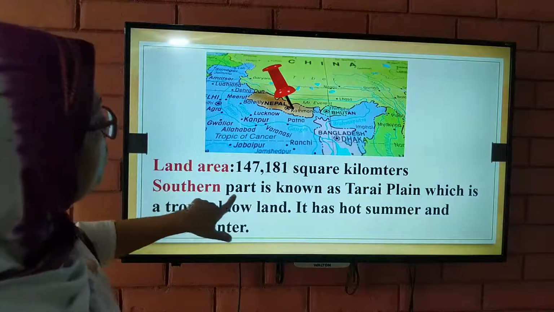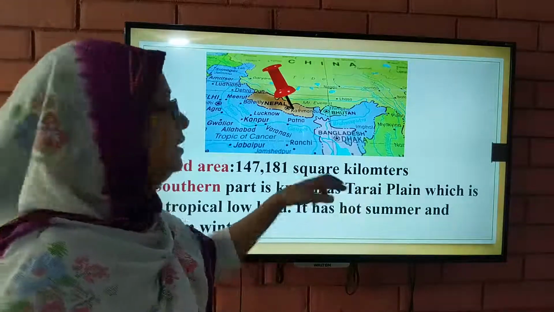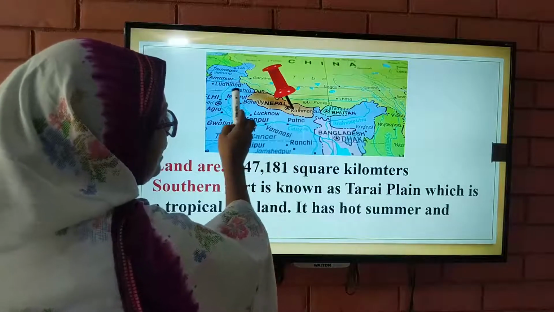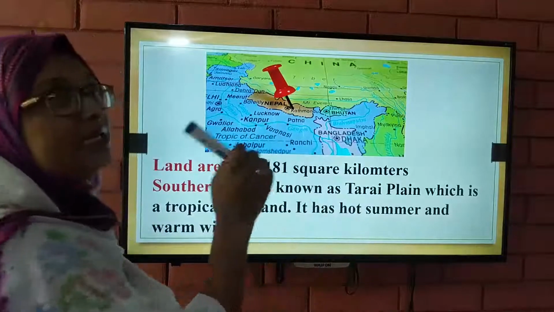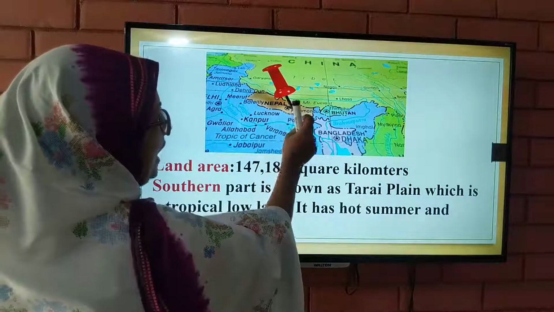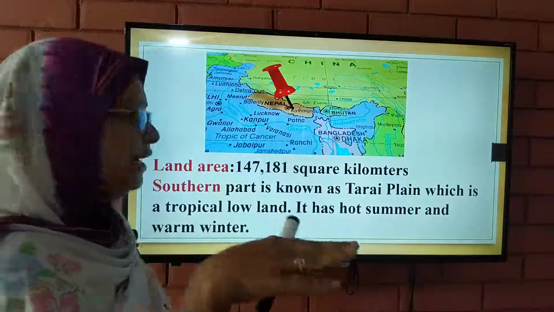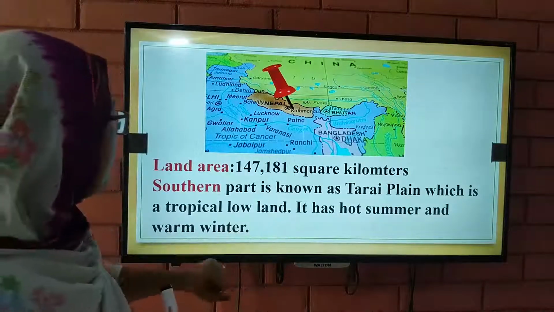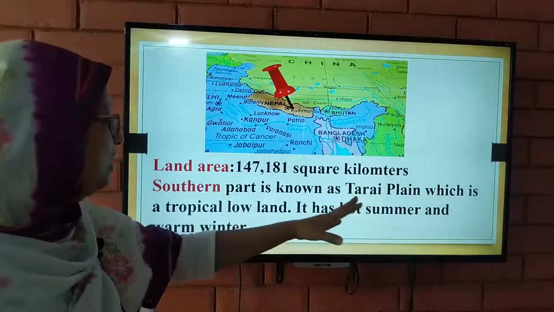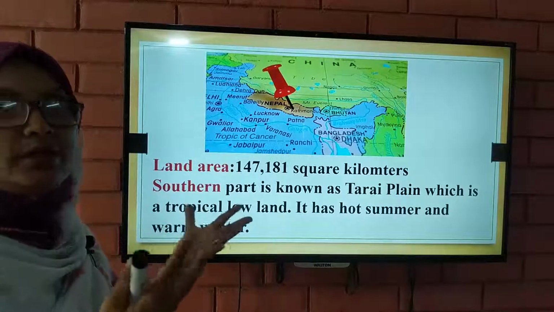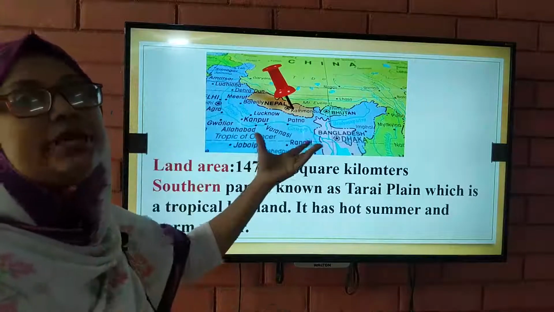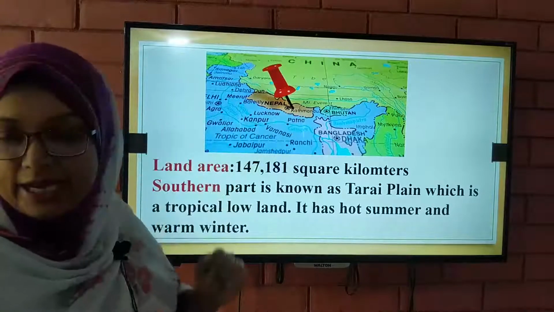Now the southern part is known as the Tarai Plain. The southern part of Nepal, that means this part here, though we have seen that this is totally a hilly area, there are some plain lands as well. So where is it? This is Nepal, and the southern part is a lowland area, and it has hot summer and warm winter. Okay, so it has hot summer and warm winter. Summer is hot, winter is warm. That means you can find lots of plants in this area.